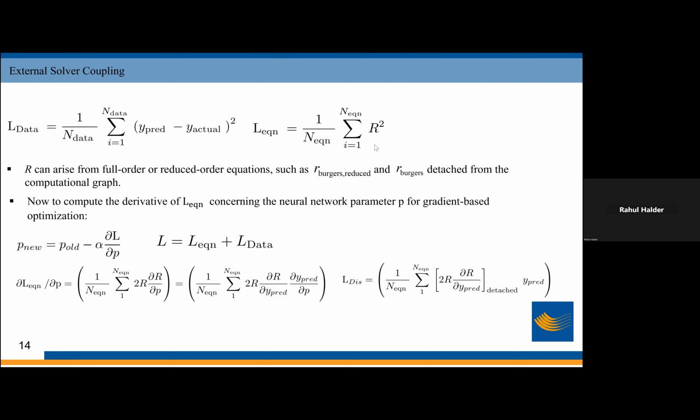It was R squared, so it becomes 2R del R by del P. And then the idea is to break this del R by del P term, which is the residual with respect to the hyperparameter P, into these two chain derivatives, which are del R by del Y predict and del Y predict by del P. So now these things we can also compute.